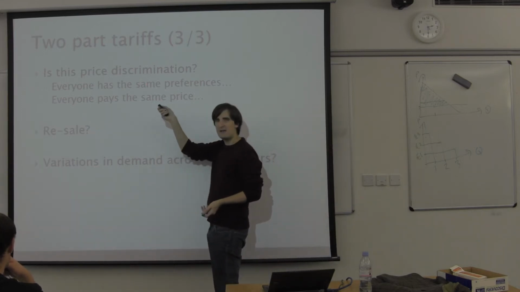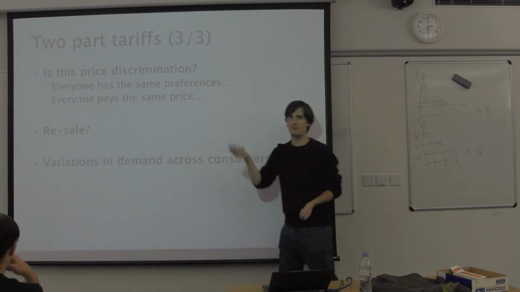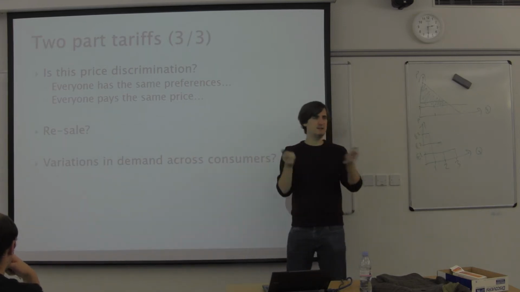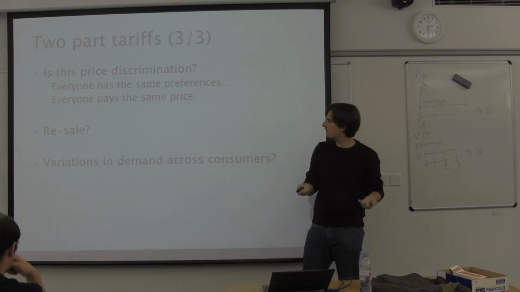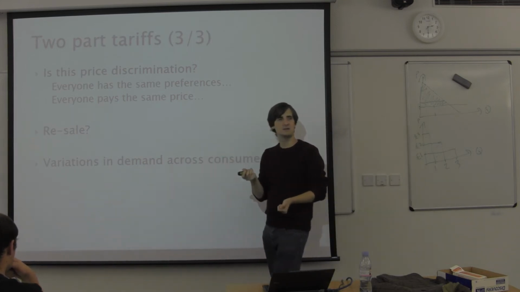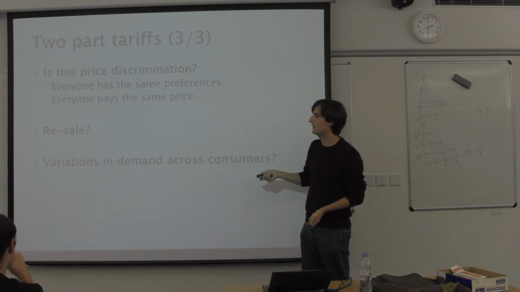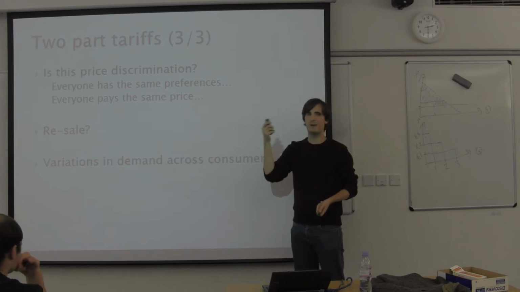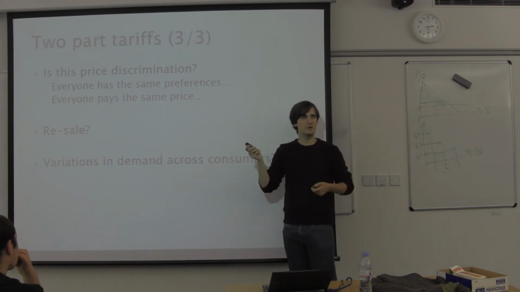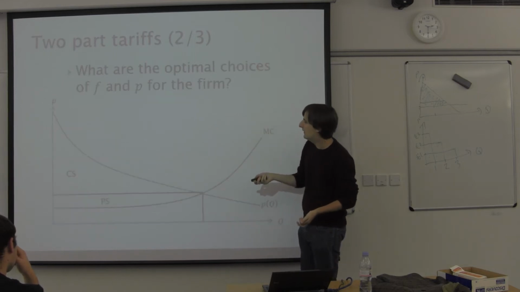But strictly, this isn't price discrimination, right? We said for it to be price discrimination, there had to be different types of consumers with different preferences, and we had to have consumers paying different prices. So it doesn't really look like it satisfies the definition of price discrimination. But if you think a bit more about what has to be true in order for this to be possible, it starts to look a bit more like price discrimination.